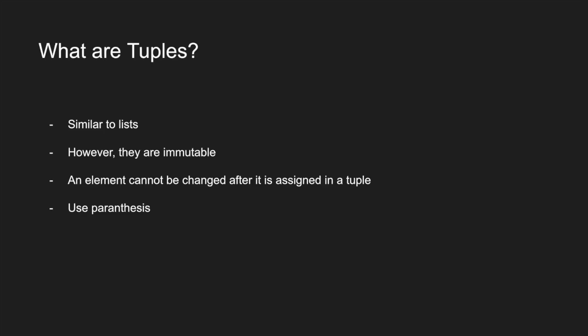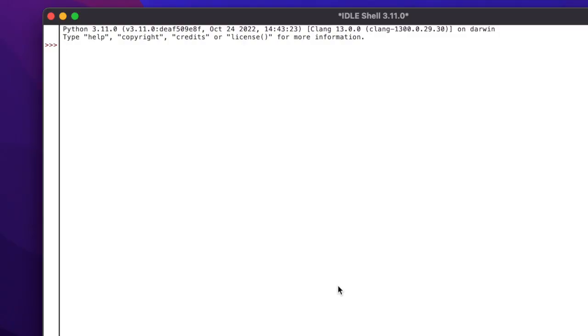Going over tuples. So what are tuples? Tuples are actually really similar to lists, however they are immutable, which means that an element inside the tuple cannot be changed after it is assigned in the tuple. And a tuple uses parentheses, and we will see what it looks like. So let's go into the IDLE and see some examples.